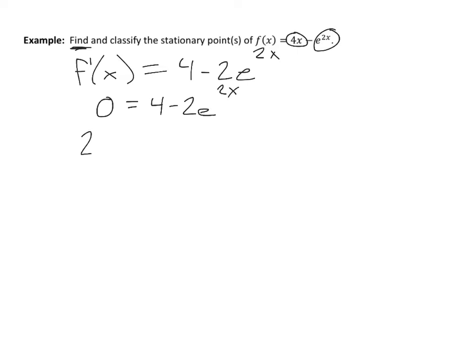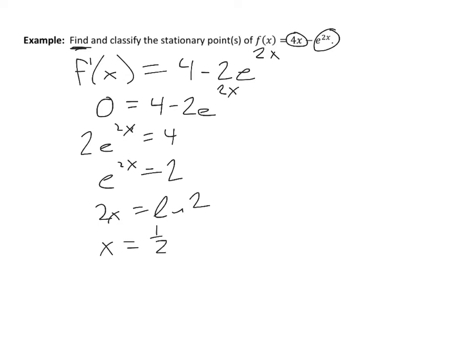Attempting to solve this, I'm going to move this over, and then we can divide by 2. e to the 2x equals 2, and then I can do a natural log. So 2x equals the natural log of 2. That means the only stationary point I have here is 1/2 natural log 2, which I could actually write as natural log of the square root of 2 if I wanted. Either one is going to work fine.